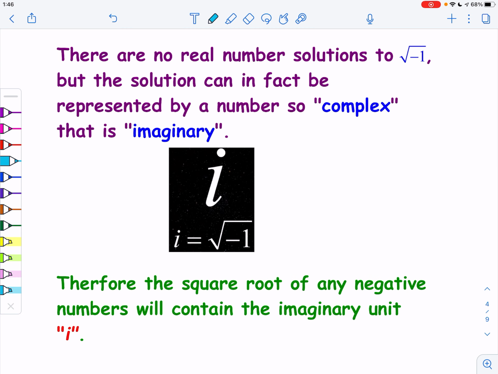So although there are no real number solutions, the solution can in fact be represented by a number so complex that it is imaginary. We use i, the imaginary unit i, to represent the square root of negative 1. Therefore, the square root of any negative number will contain the imaginary unit i.